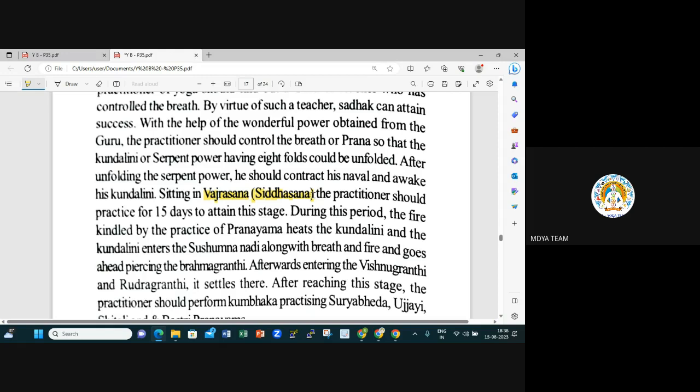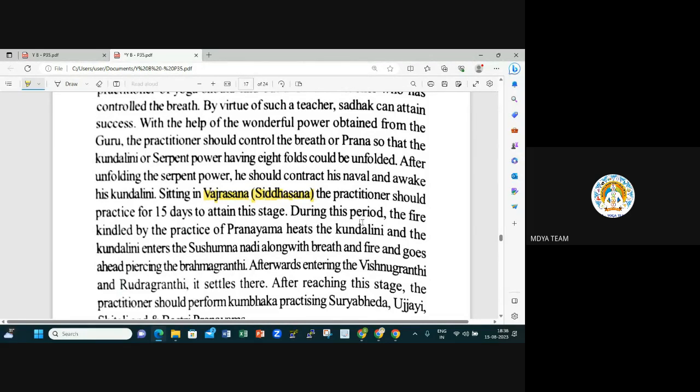Vajrasana. So here Siddhasana is called Vajrasana. Okay, most highlighted point here. You have to remember Siddhasana, but here it is discussed by the Lord Siva that if you are sitting in Vajrasana, the practitioner should practice for 15 days to attain the stage of, which stage, the Siddhi stage you can get.